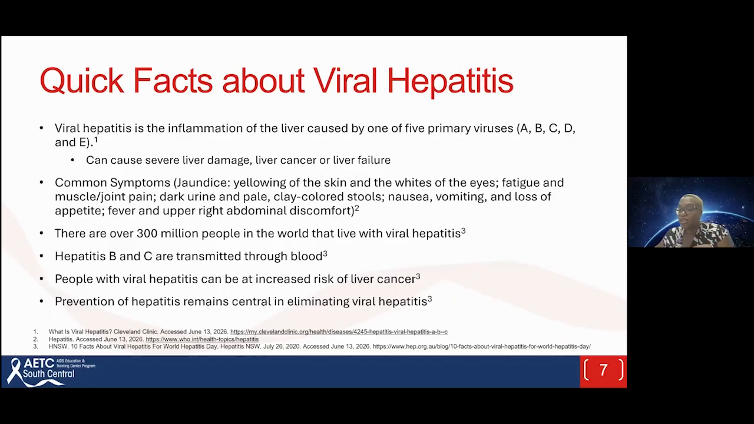with infected blood and frequently becomes a chronic condition. And another quick note about Hep B and C: Hep B can be treated, and Hep C can be cured. People with viral hepatitis can be at increased risk of liver cancer, and ultimately, prevention of hepatitis remains central in eliminating viral hepatitis, which we'll talk about, the elimination plan in Texas, today.